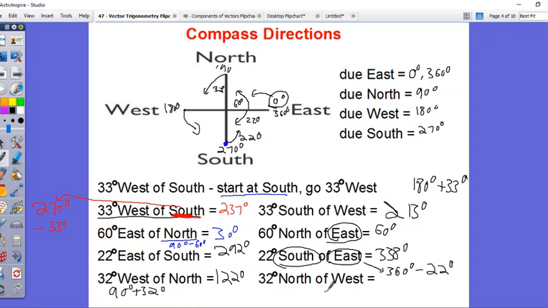32 degrees north of west. So we start at west, that's going to be 180 degrees. 32 degrees north, so that's going to be 180 minus 32, and that should be 148 degrees. Clear annotations, all right? So hopefully this visualization helps you out, but you just got to be able to conceptualize this.